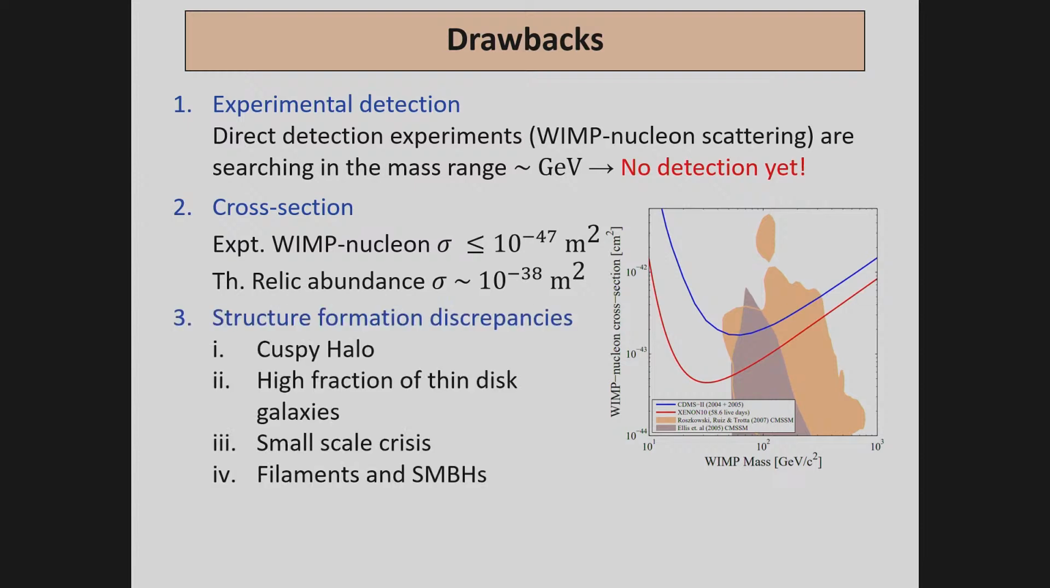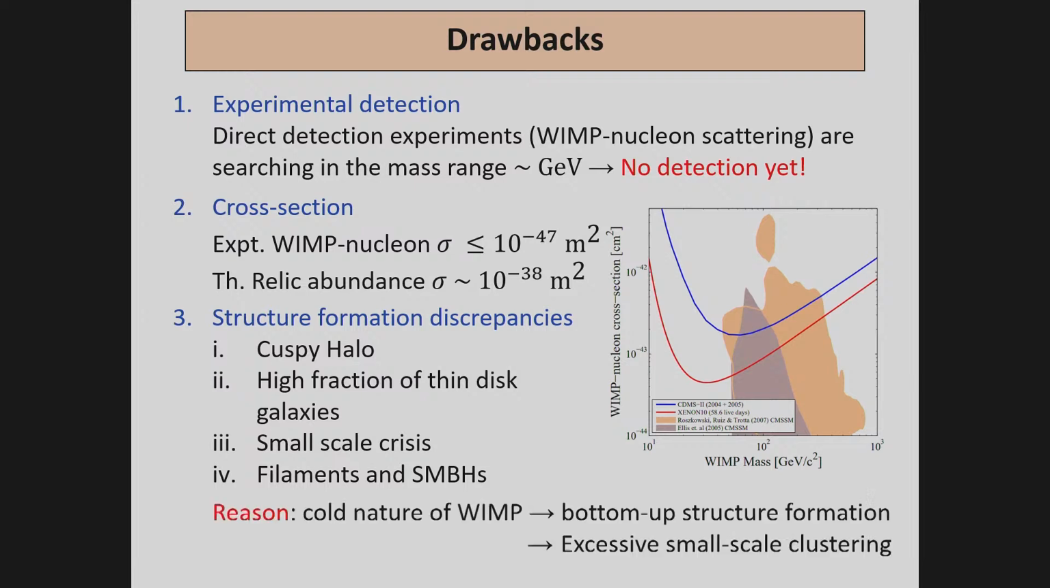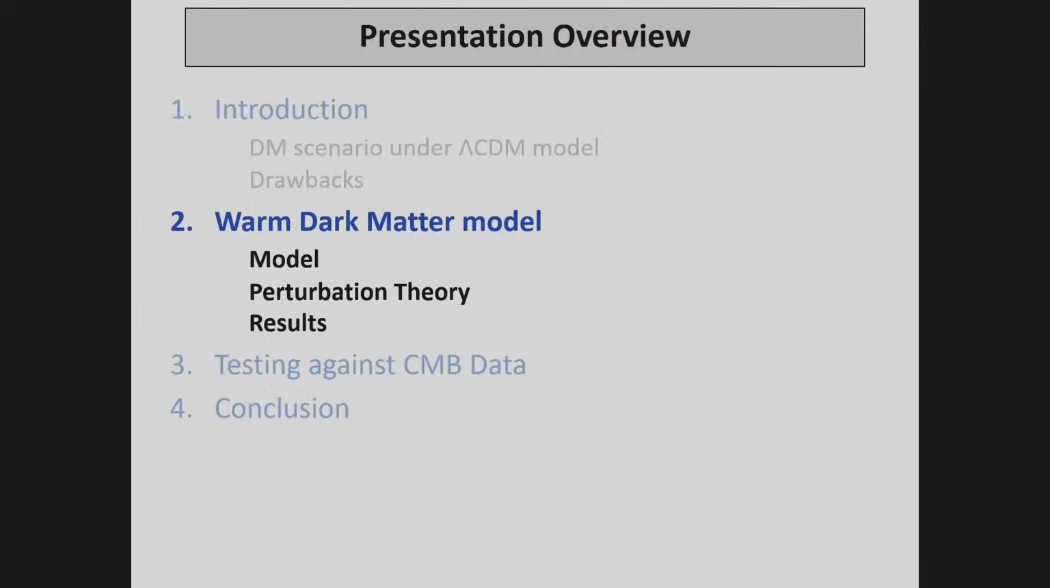Third, there are structure formation discrepancies related to cold dark matter: cuspy halo, high fraction of thin disk galaxies, small scale crisis, filaments, small supermassive black holes. The reason for these drawbacks is the non-relativistic nature of the WIMP itself, because of which it leads to only bottom-up structure formation, where smaller structures form first and merge together to give larger structures, and excessive structure formation at small scales. So these drawbacks are what motivated us to consider a warm dark matter model.